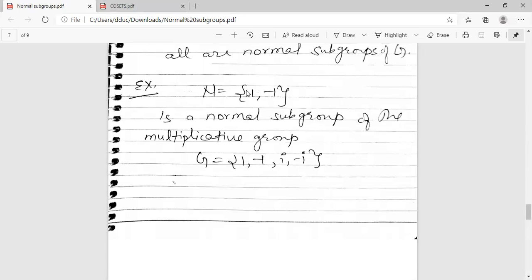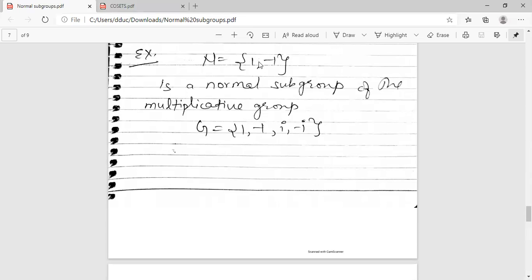Now there is another example. So here N is equal to {1, -1}. This is a normal subgroup of the multiplicative group {1, -1, i, -i}. So this we have already seen, this group. This is a group under multiplication, complex multiplication. So here this N is a normal subgroup of G.